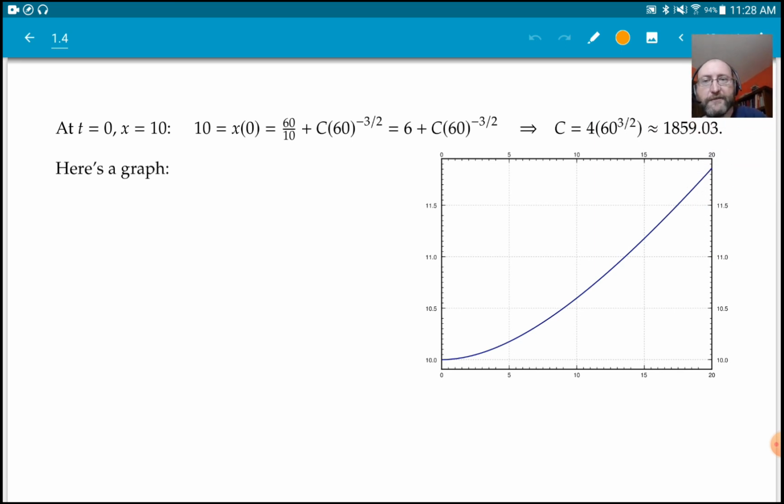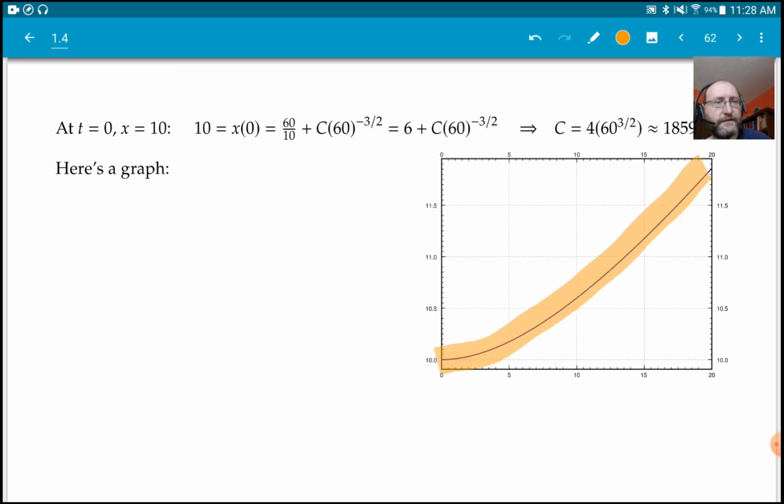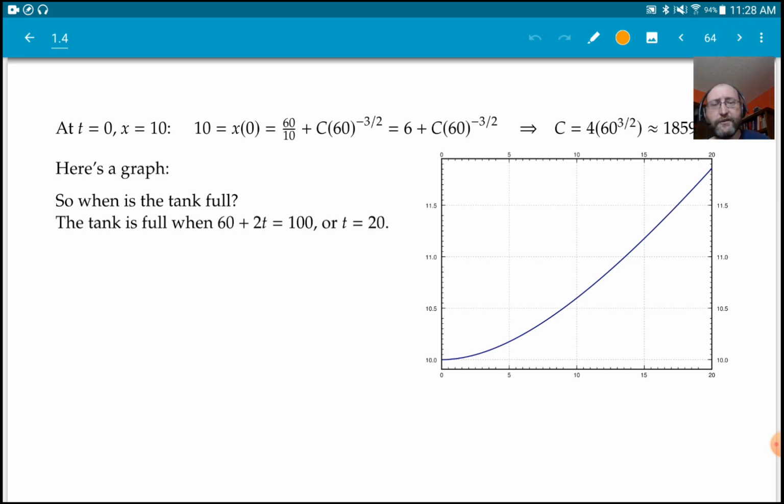All right, so here's the graph of the solution. It started at 10, and then it's growing. There's actually more and more salt in the tank. So when is the tank full? The tank is full when the volume, 60 plus 2t, equals 100. So that happens when t is 20.